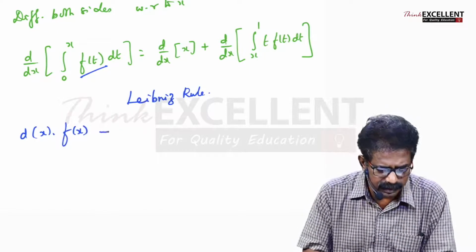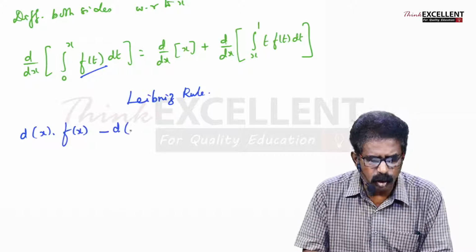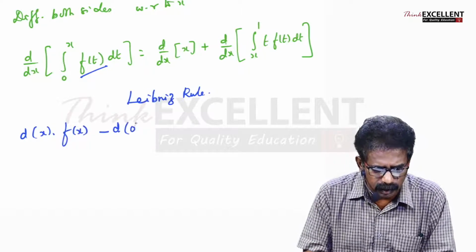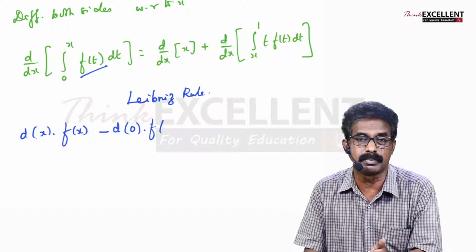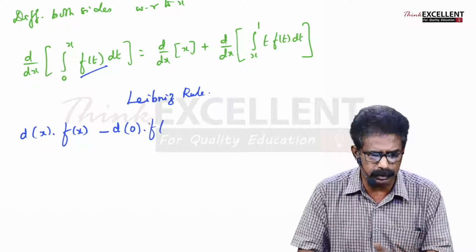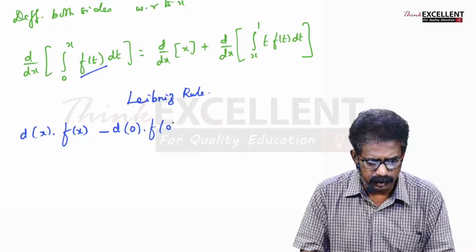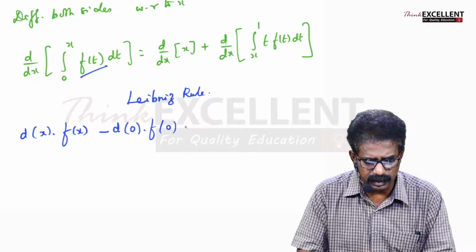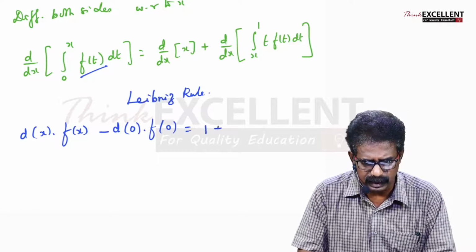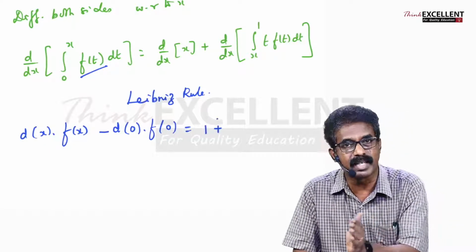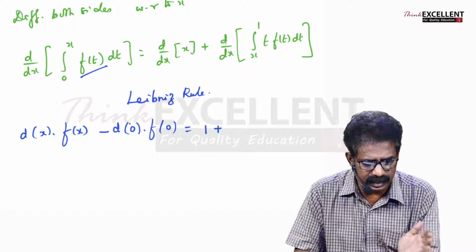Now minus the derivative of the lower limit. What's the lower limit? 0, into f of that 0 you substitute. Wherever t comes, you substitute the lower limit 0. So this you have to simplify. Now I'll explain the right side also. First one, no problem: derivative of x is 1, plus. Next again, the derivative of a finite integral. What I said on the left side, the same thing you have to apply.